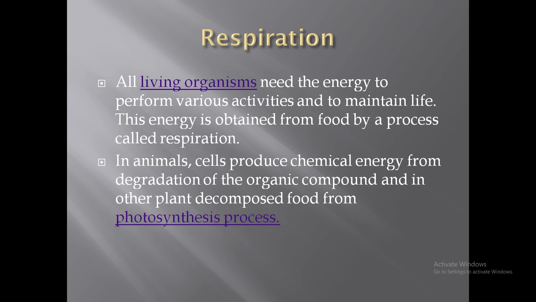known as respiration. In animals, cells produce chemical energy from the degradation of organic food molecules. Those food molecules come from the photosynthetic activities of plants. Plants, as we all know, are autotrophic organisms, so they get their energy from the sun, and the sunlight, or the radiant energy from the sun, is converted into a chemical form of energy.